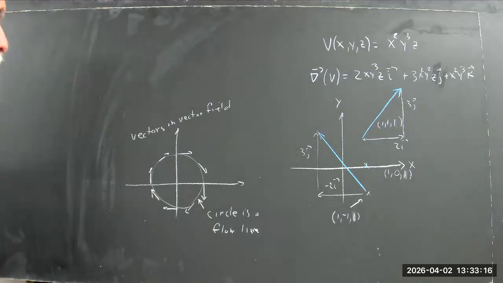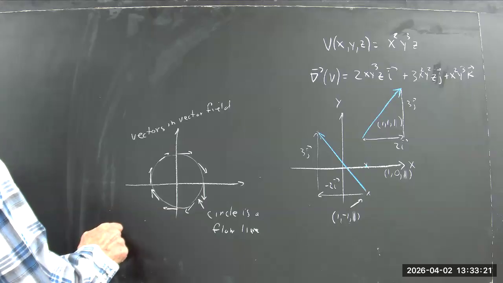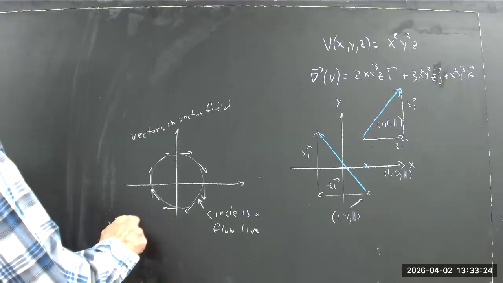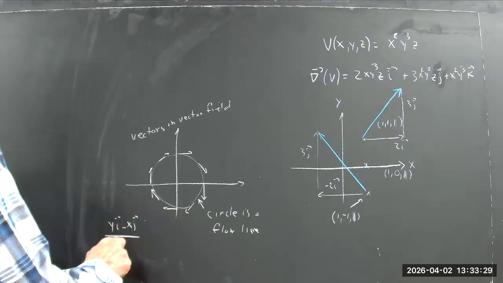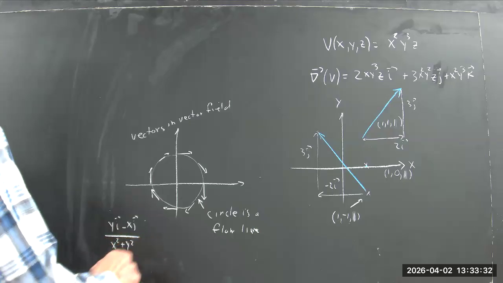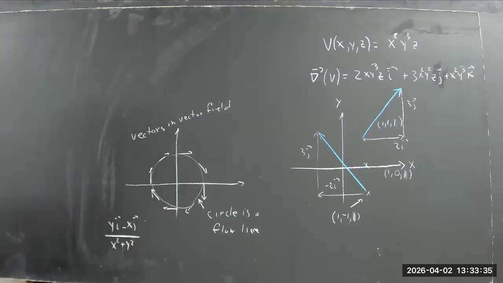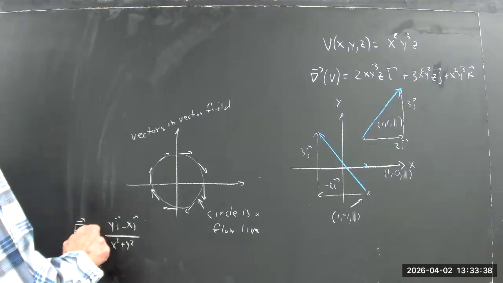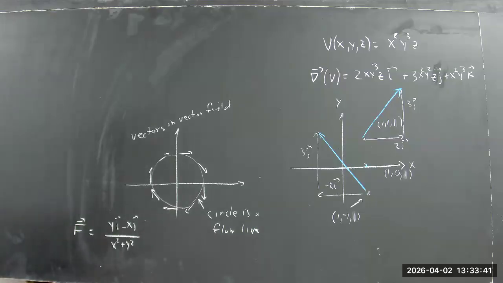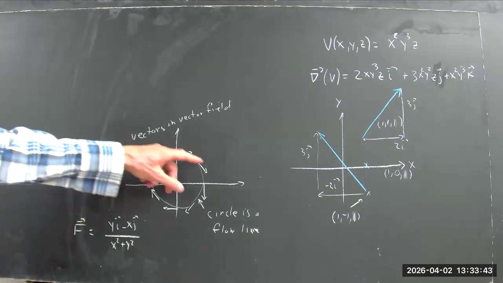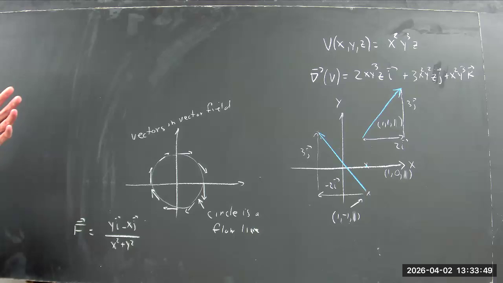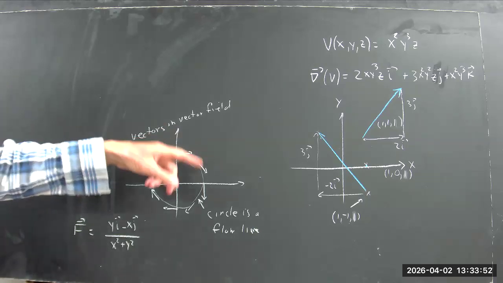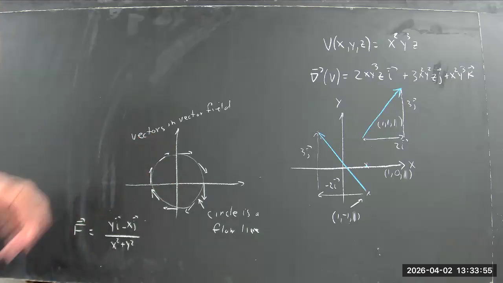I don't remember what specific function I gave you, but if the function here is yi minus xj over x squared plus y squared, let's just say this is your vector field. Then you're going to have the same picture. You're going to have the same flow line.